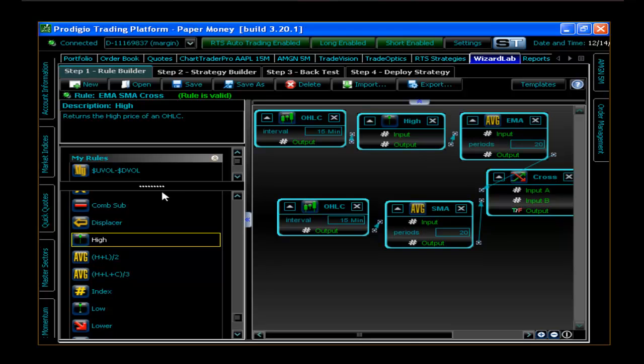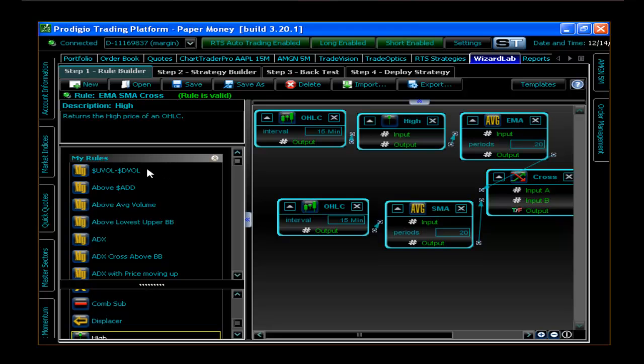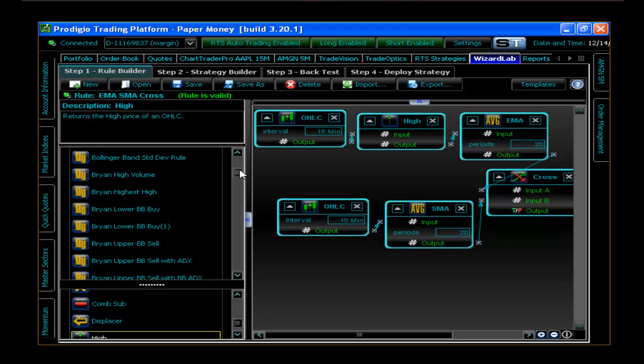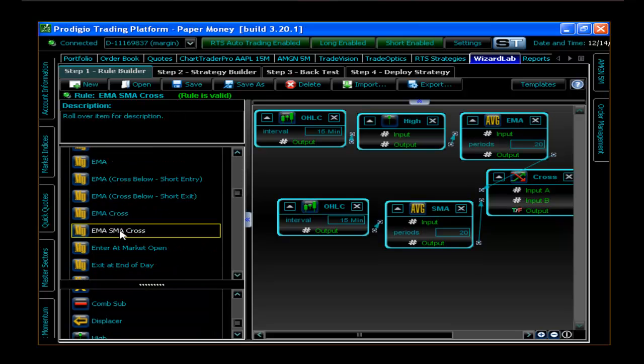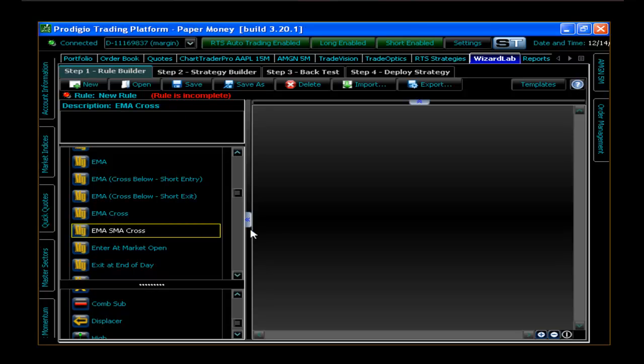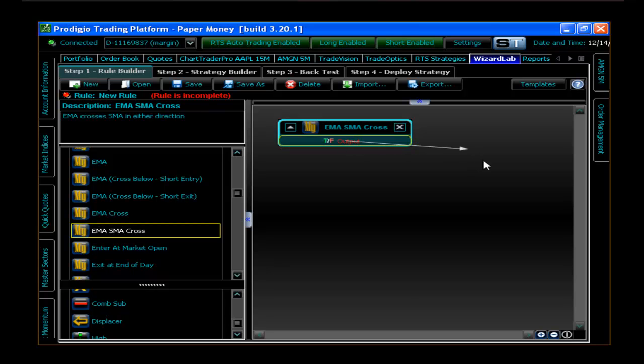But you build your library of rules in Prodigio, right? And so they all show up when you save these. They show up in My Rules. I had just created a rule called EMA SMA cross. That shows up in your My Rules, and you can always use these again. If I make a new rule, I can use this as the input to another rule, right? And this gives me a signal, a true or false signal when the signal fires.